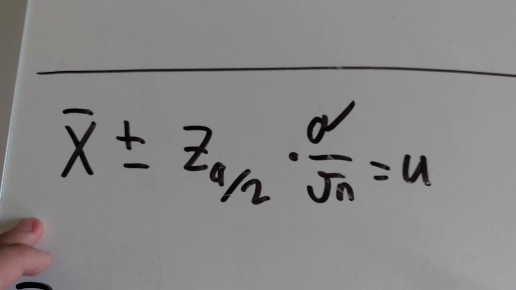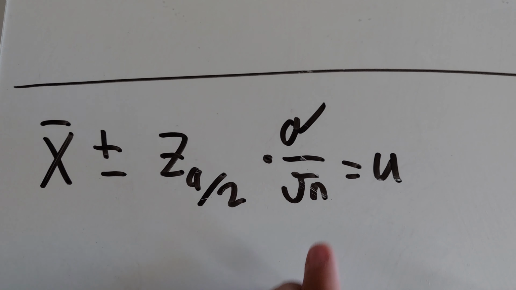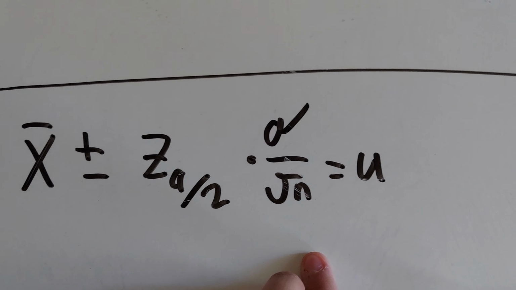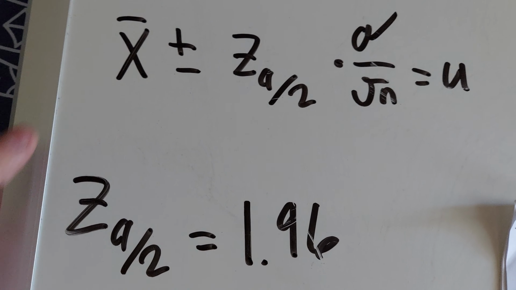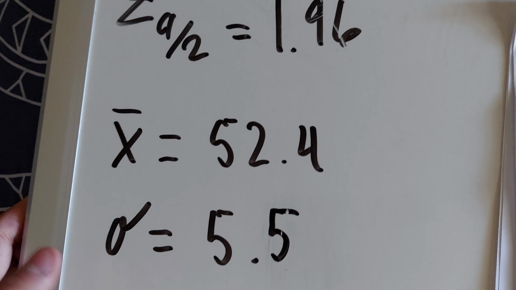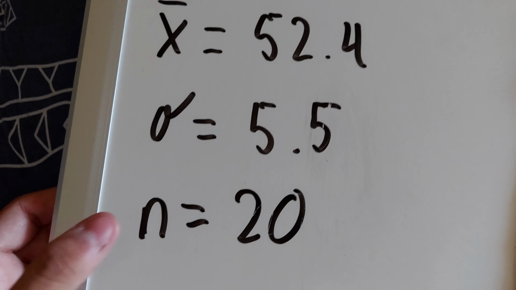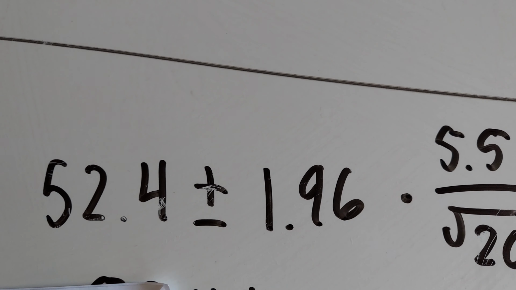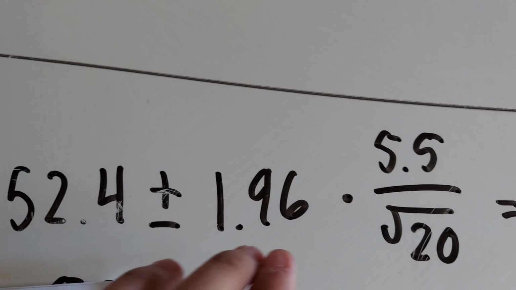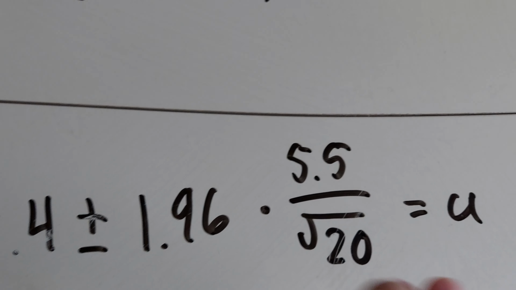So now that we got everything, we have the sample mean plus or minus z alpha over 2 times standard deviation divided by the square root of the sample size equals u. So here's everything we have: z alpha over 2 is 1.96, sample mean 52.4, standard deviation 5.5, and n, or sample size, equals 20. Put all together into this formula, it looks like this: 52.4 plus or minus 1.96 times 5.5 divided by the square root of 20 equals u.